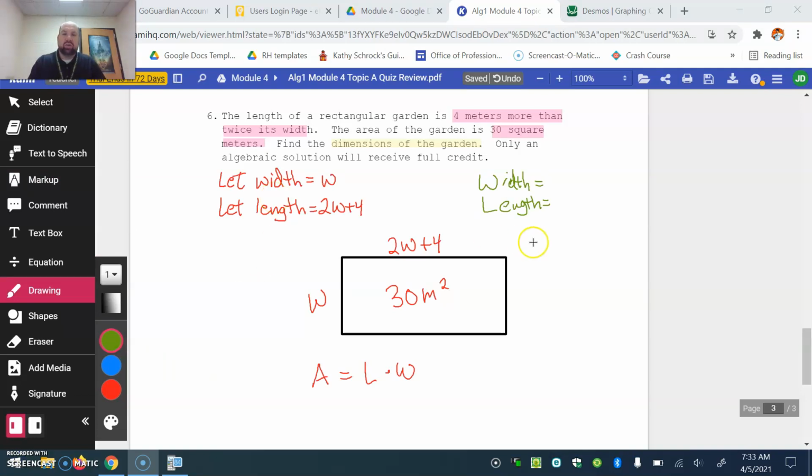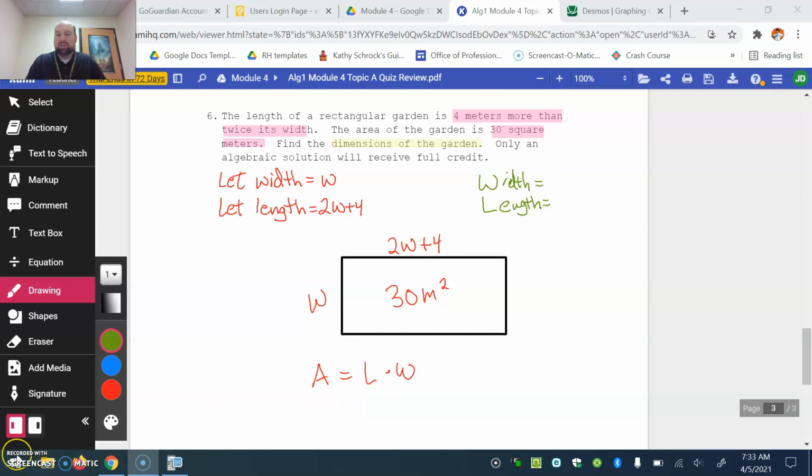Okay, we are back. So I set this up by drawing a rectangle. I did my let statement so we know what the width and the length are. Since the length is described as 4 more than twice its width, I did 2w plus 4. Over here in green, I have this set up because these are my dimensions. When I'm done, I need to have an answer for both of these. Here's my picture, my area in the middle, my sides are labeled. Here's my formula for area of a rectangle. A equals L times W.